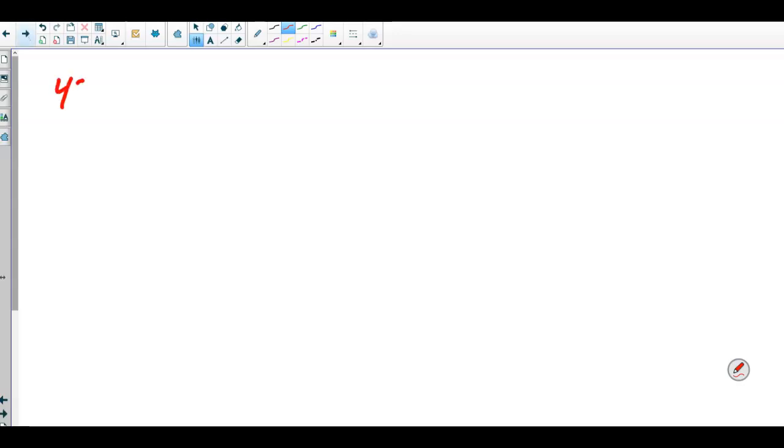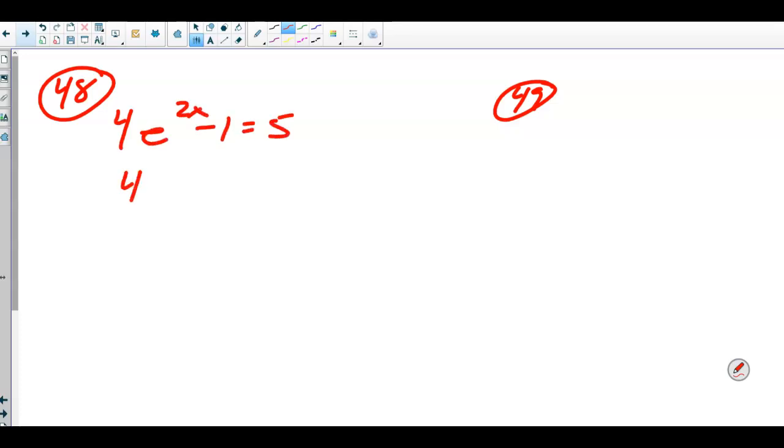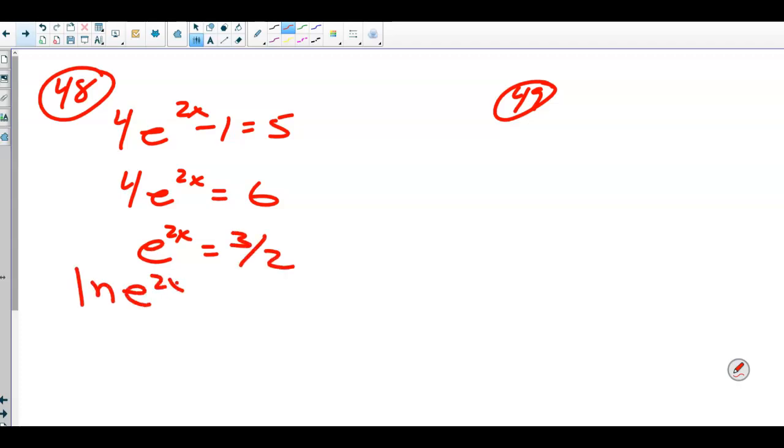48 and 49, when you see E and ln, we should know they're related. For E, you got to get the E alone. We divide both sides by 4. 6 over 4 is 3 halves. And now we take the natural log of E.